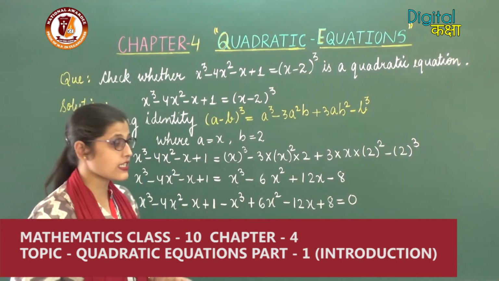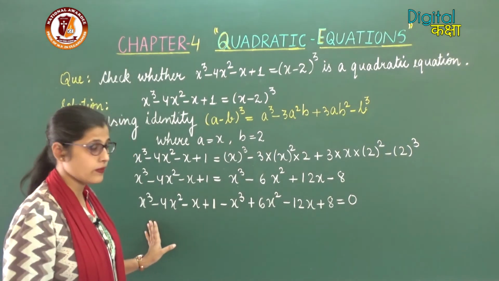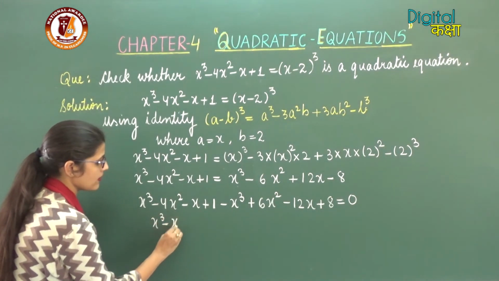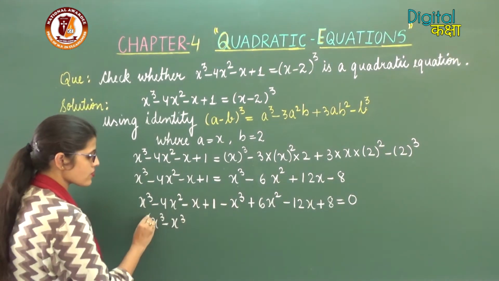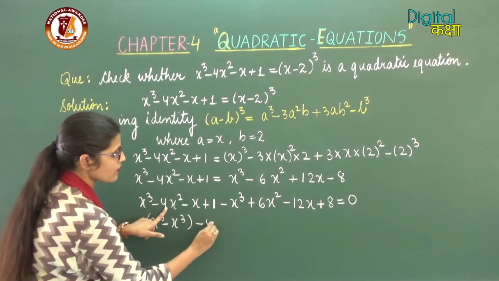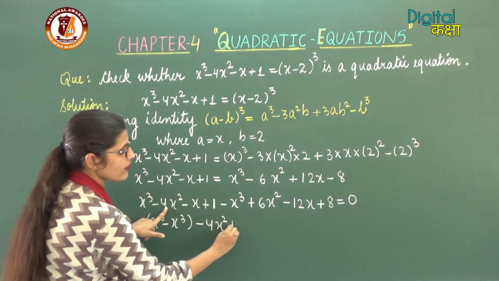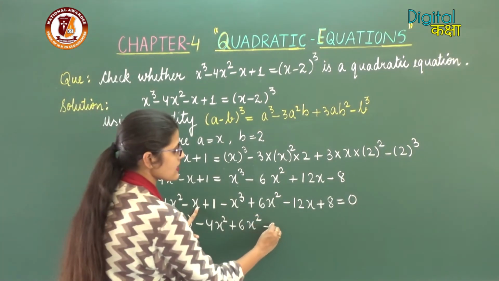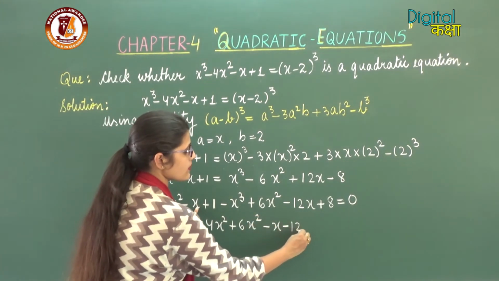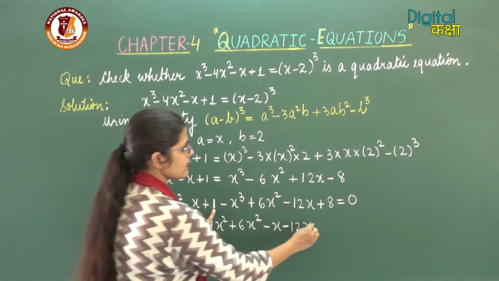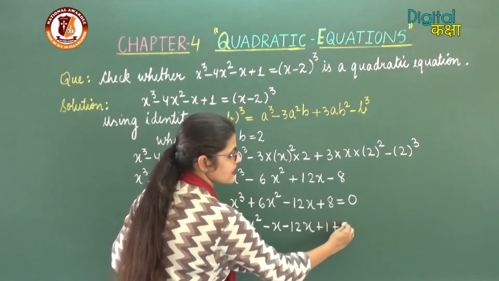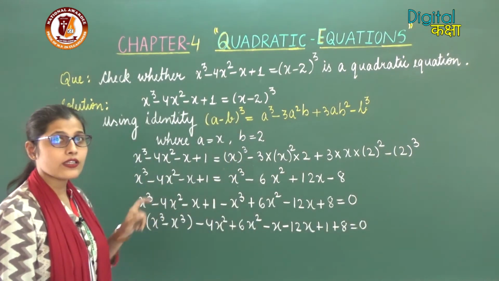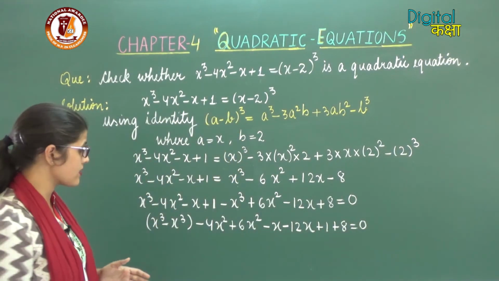Now, we will be collecting the like terms over here. So, x cube minus x cube will be written together, minus 4x square will be written along with plus 6x square, minus x will be written with minus 12x, and plus 1 and plus 8, which are the constants, will be written together. Now, let us simplify it.